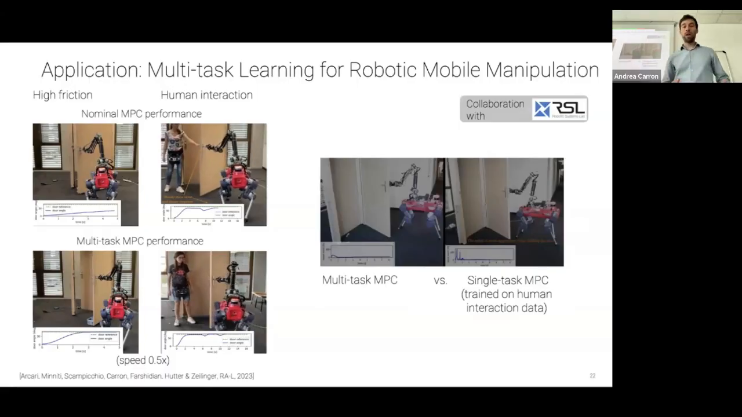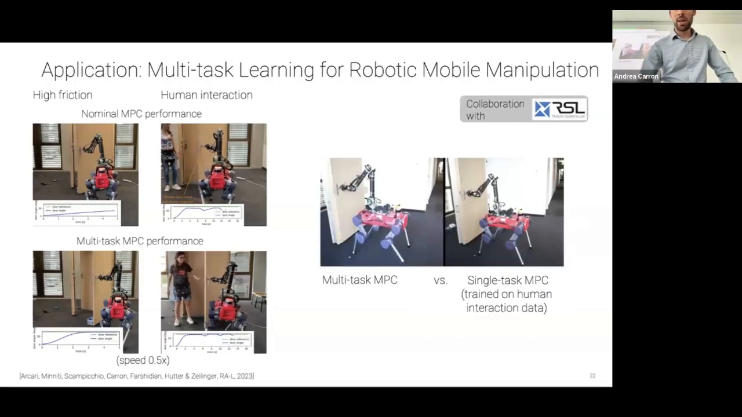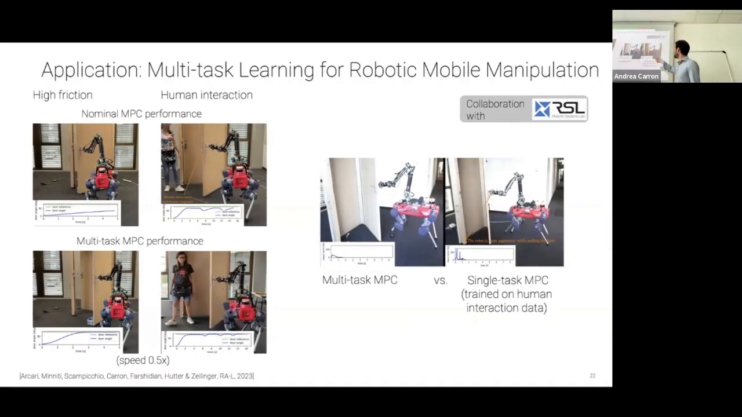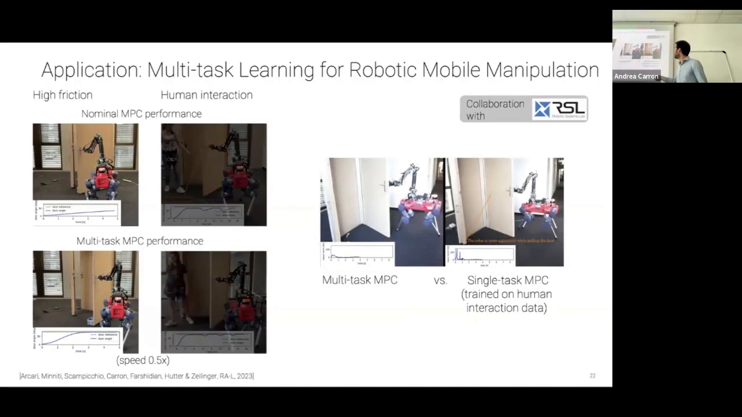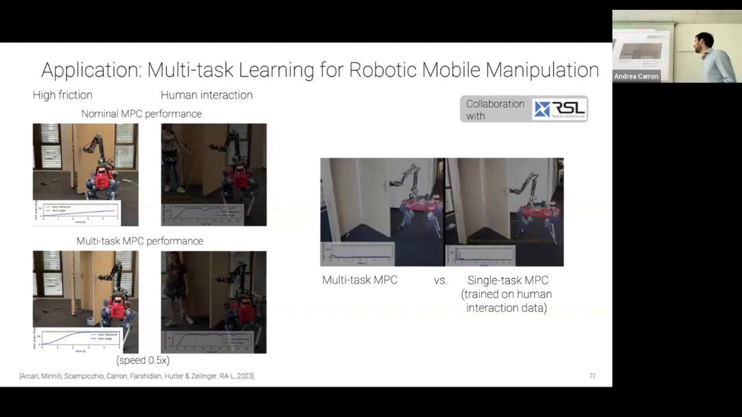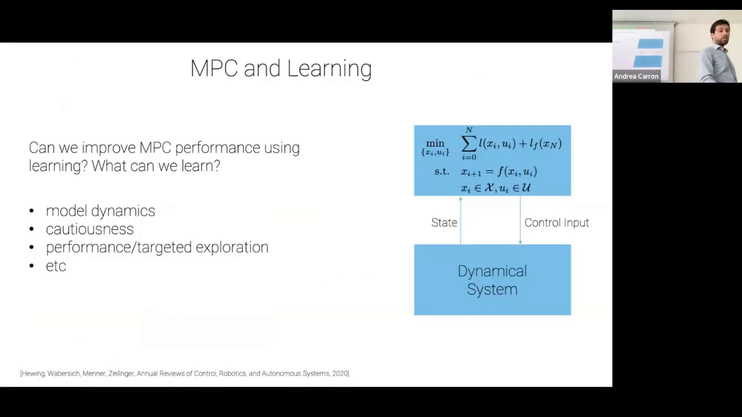And also, if you compare it to a single task MPC, here on this door that is attached with a lace, you can see that the robot with the multitask behaves in general better. Okay, now let's say this is about model learning.